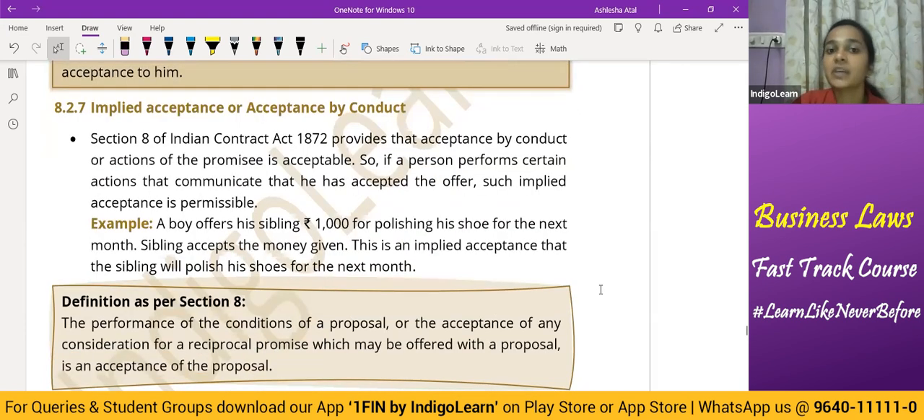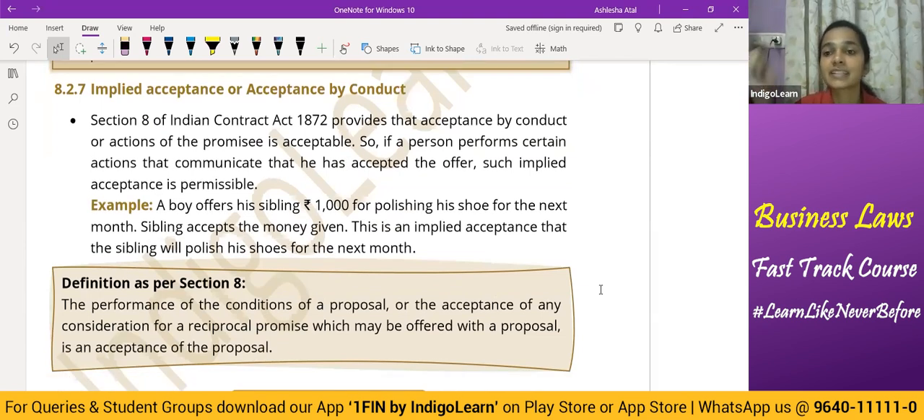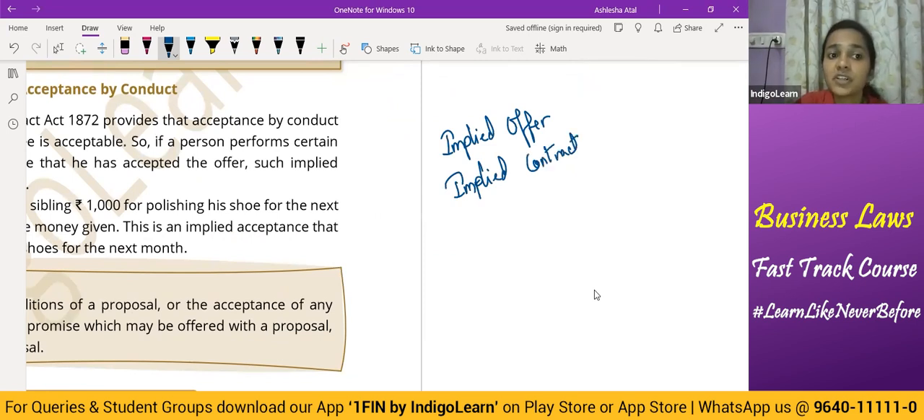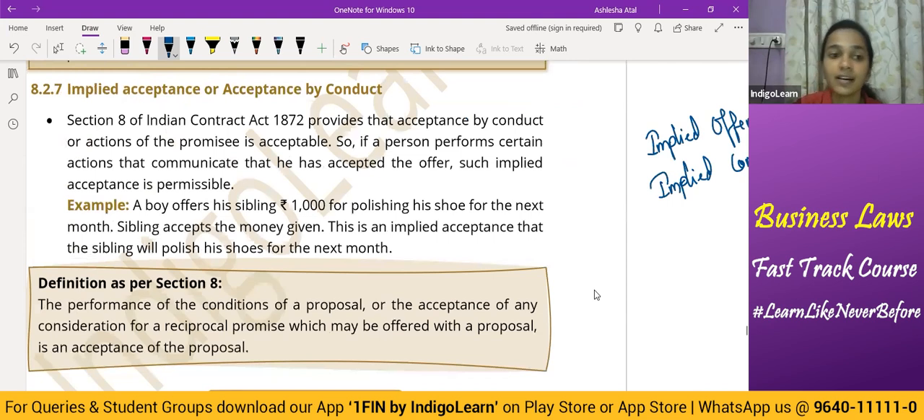Now, there can also be implied acceptance or acceptance by conduct. This is similar to an implied offer or an implied contract. If a person performs something as acceptance of the offer which is being made, by his conduct he signifies his acceptance. He does something which was stated in the offer, which basically implies his acceptance.